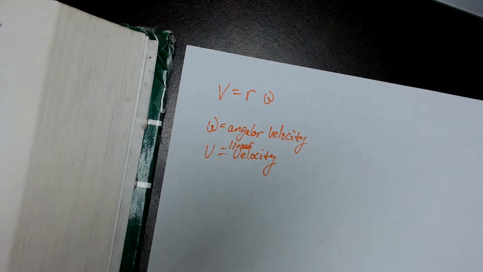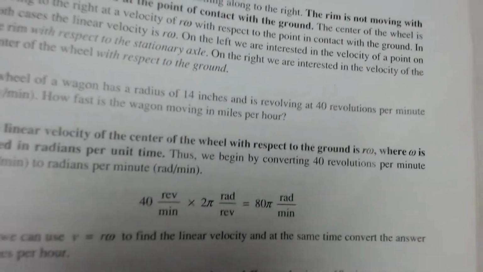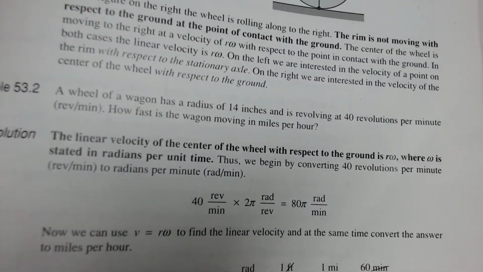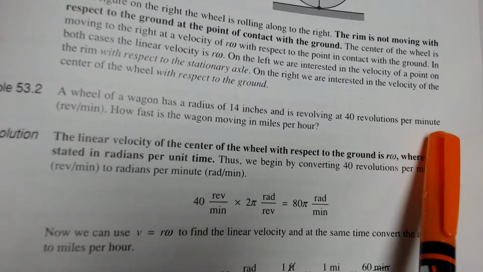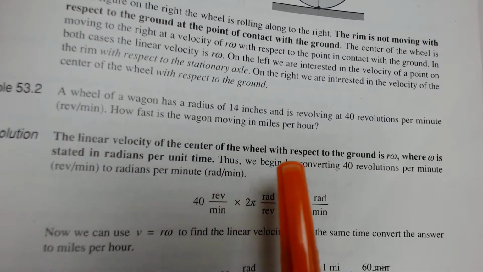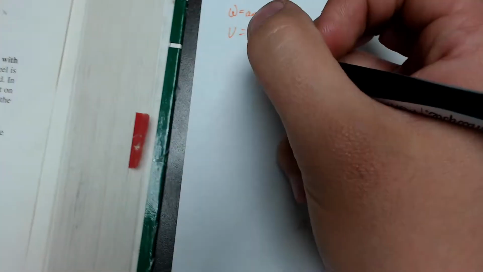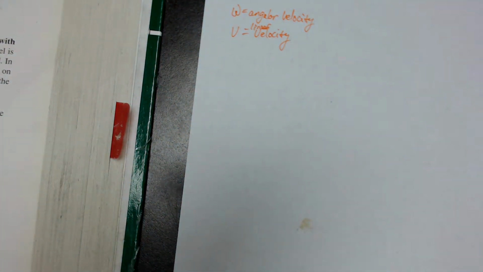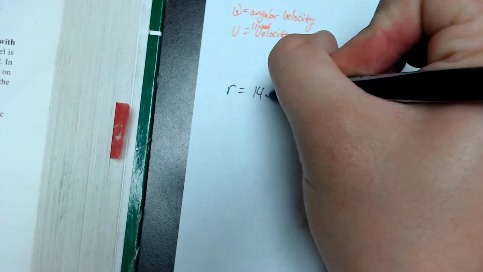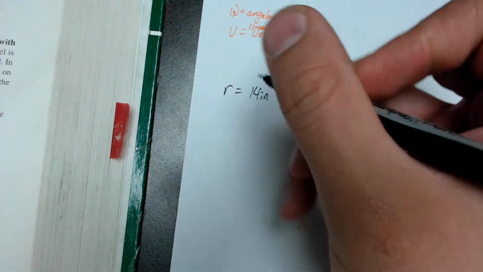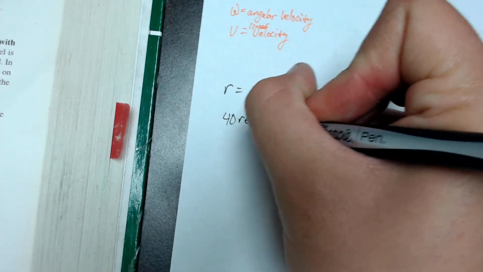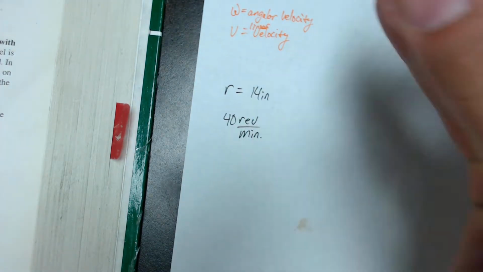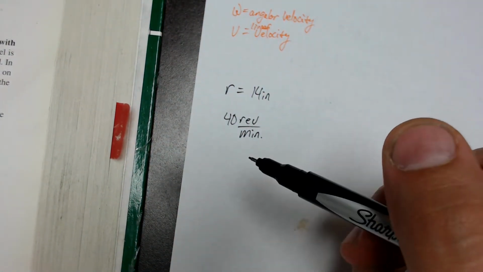So let's look at an example of a problem we've got here. They tell us that a wheel of a wagon has a radius of 14 inches and is revolving at 40 revolutions per minute. How fast is the wagon moving in miles per hour? So let's go ahead and write this information down. We have a wagon wheel with radius equal to 14 inches, and the wheel is rotating at 40 revolutions per minute, and this is an angular velocity.